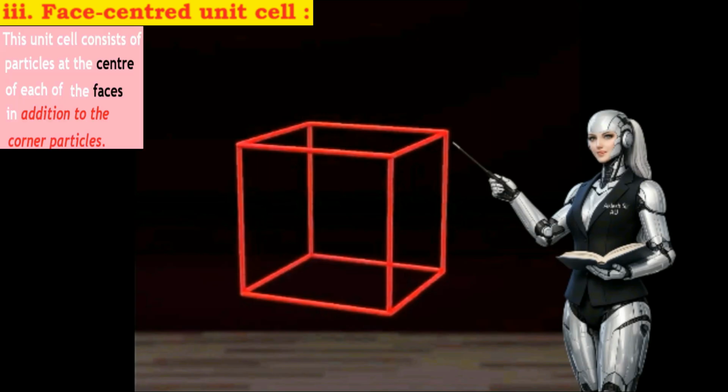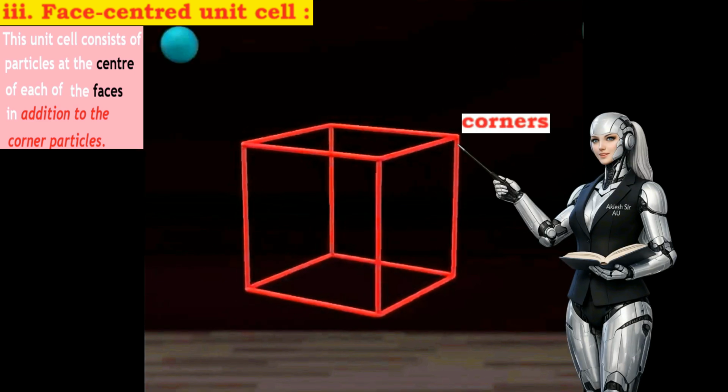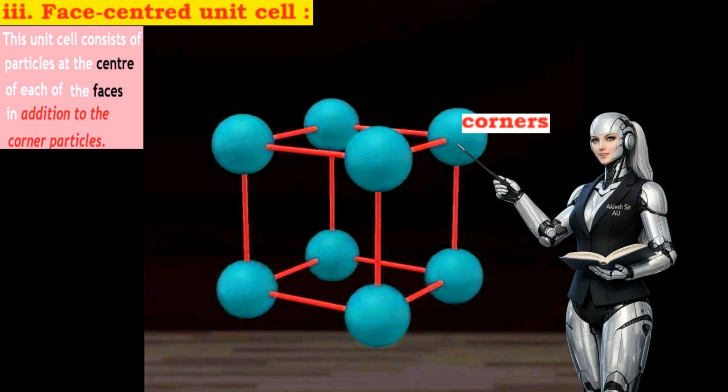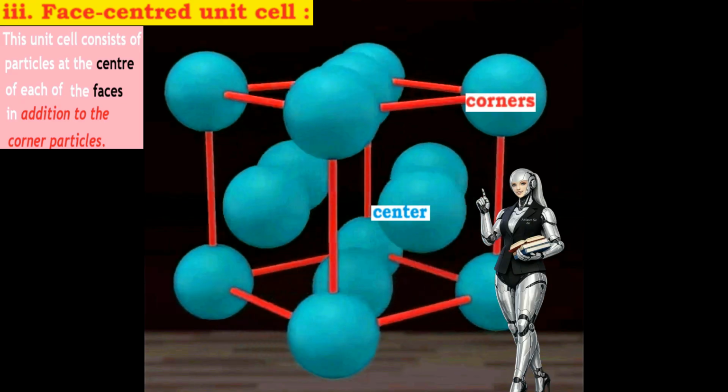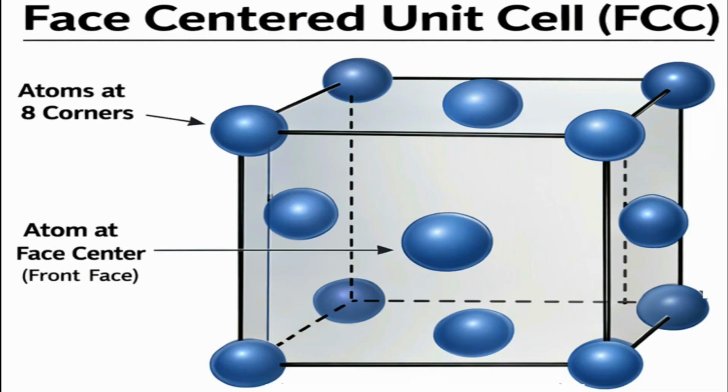Face unit cell consists of particles at the center of each of the faces, in addition to the corner particles. In this animation below, particles are present not only at the corners but also at the center of each face of the unit cell.